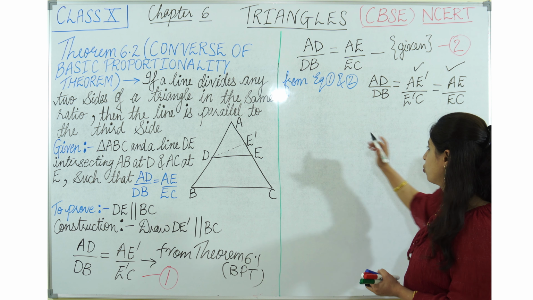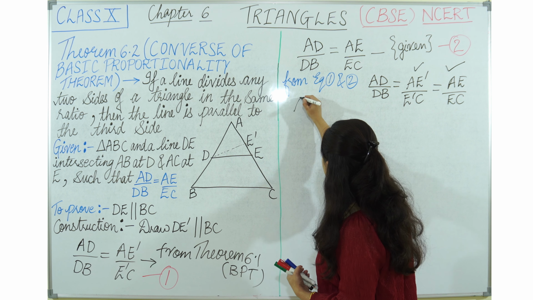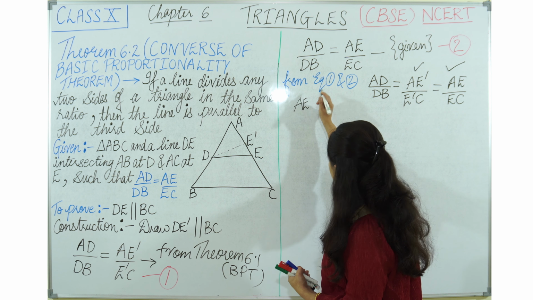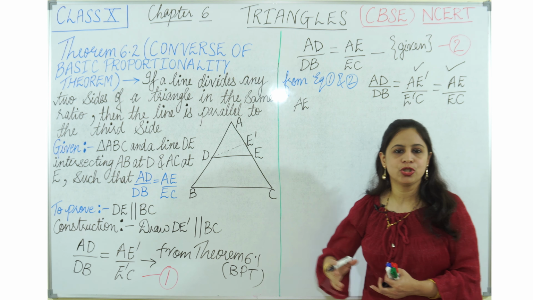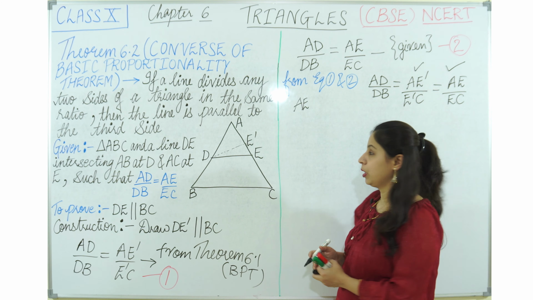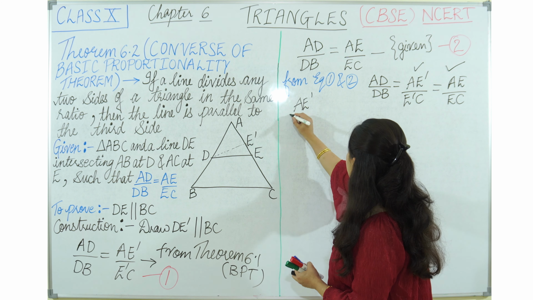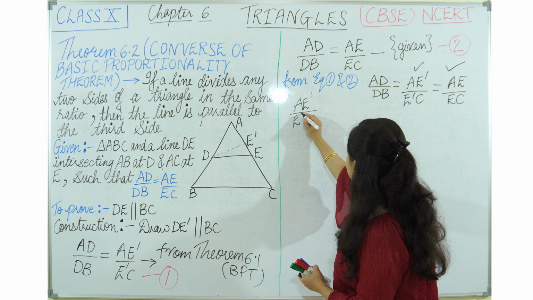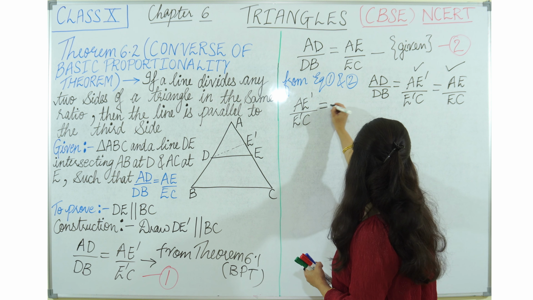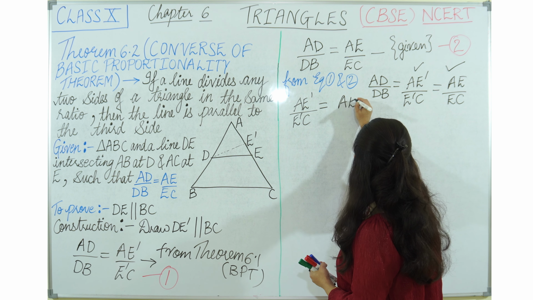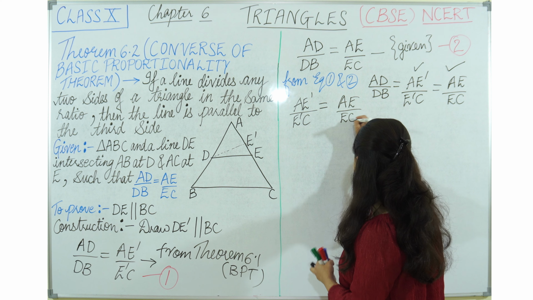We will be taking these two. So let us take these two. So AE dash, when the LHS is the same, the RHS will also be equal. Okay, so AE dash upon E dash C will be equal to AE upon EC.